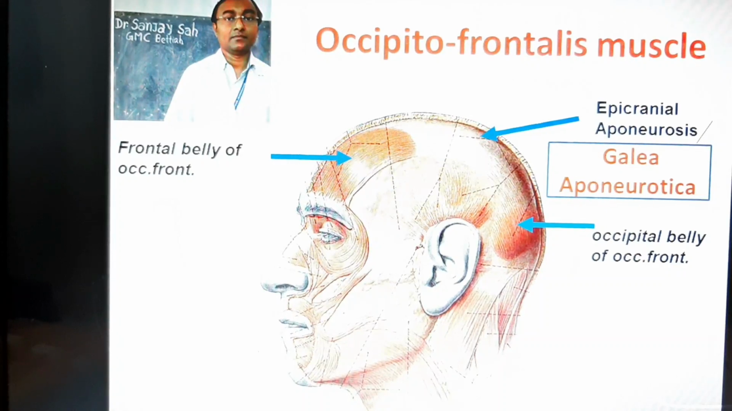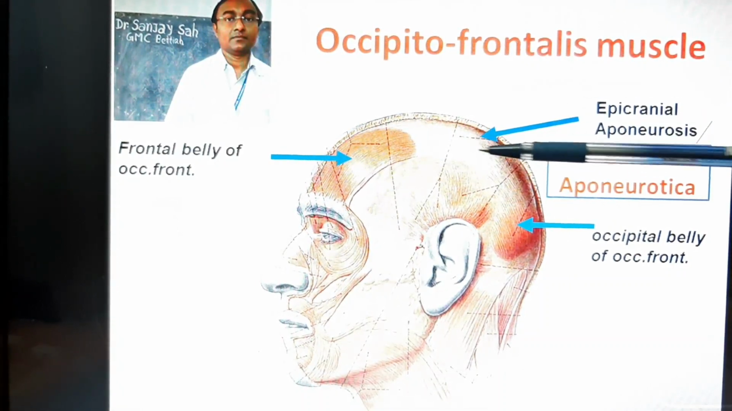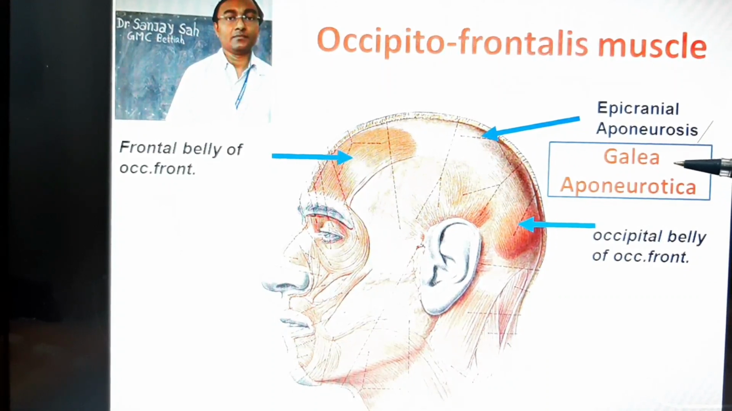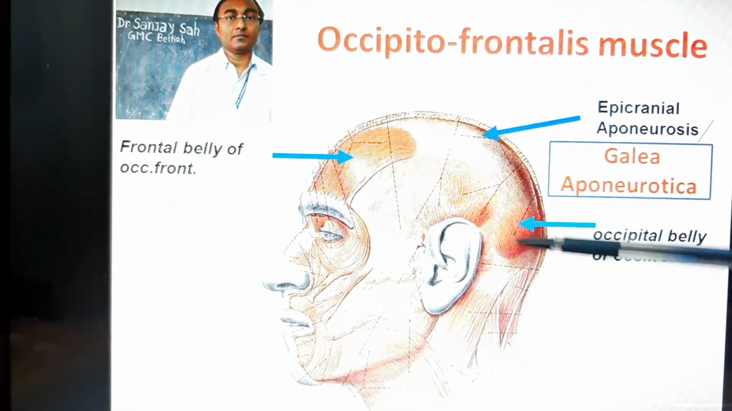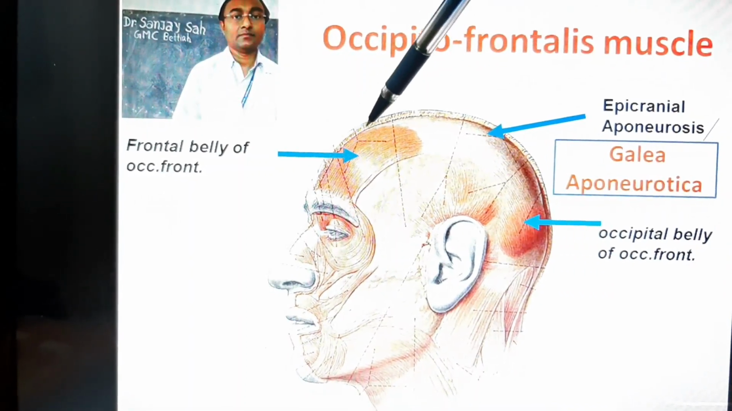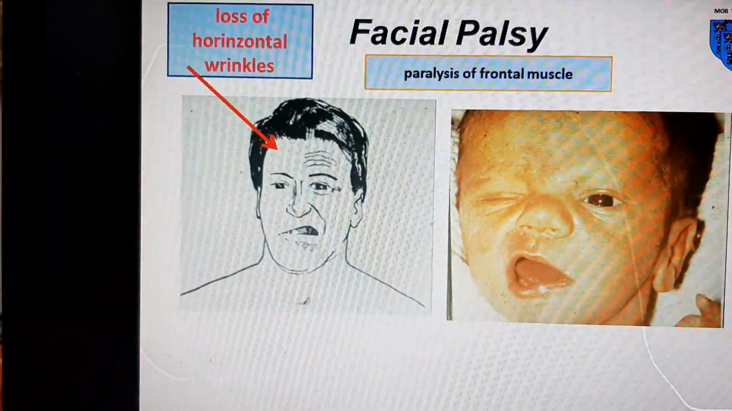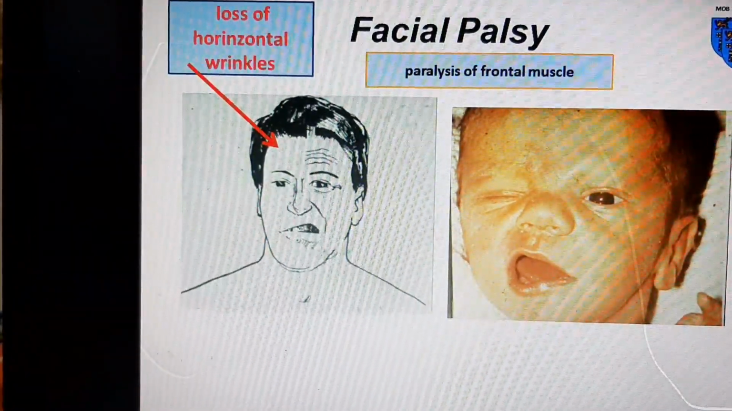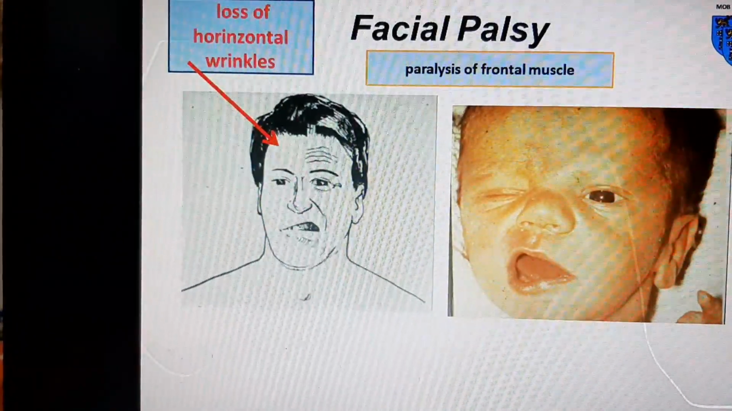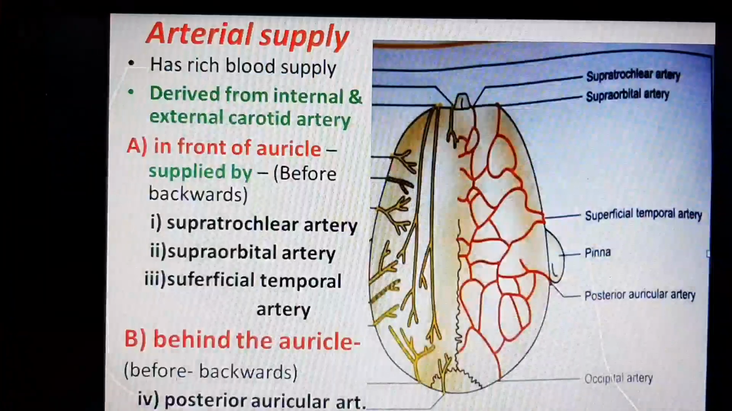Again, you can see in this atlas, this is epicranial aponeurosis or galea aponeurotica, and it has insertion of occipital belly in posterior part and it has insertion of frontal belly in anterior part. Now you can see the loss of horizontal wrinkles from the forehead in case of facial paralysis. It is due to paralysis of frontal muscle.